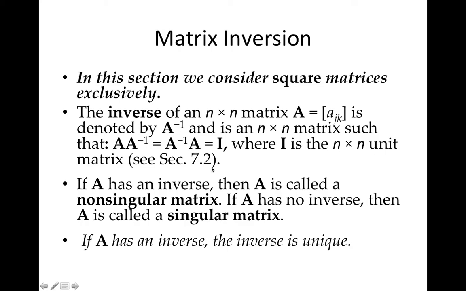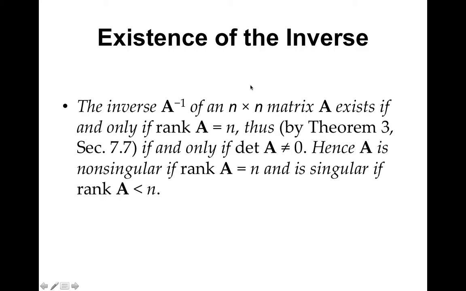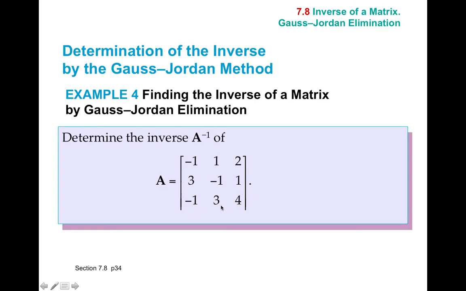Now, if A has an inverse, then we refer to A as a non-singular matrix. If A does not have an inverse, we refer to A as a singular matrix. Also note that if we do have an inverse to A, that inverse is unique. The inverse exists if and only if the rank of A is equal to n. We haven't discussed determinants yet, but it's also true if and only if the determinant is not equal to 0. So A is non-singular if the rank of A is equal to n, and it's singular if the rank of A is less than n.